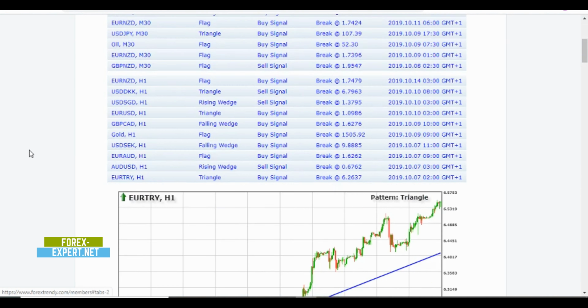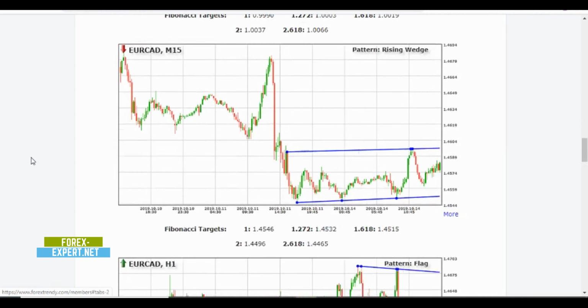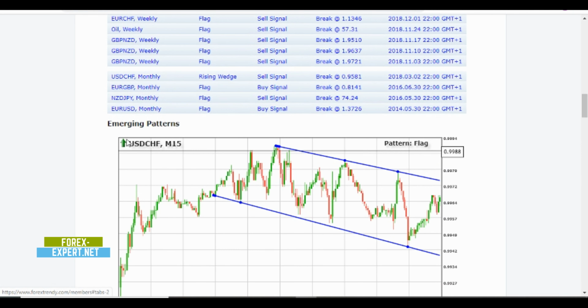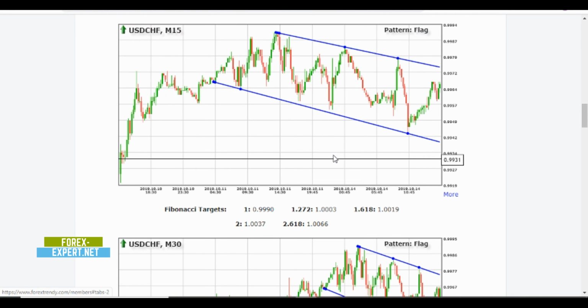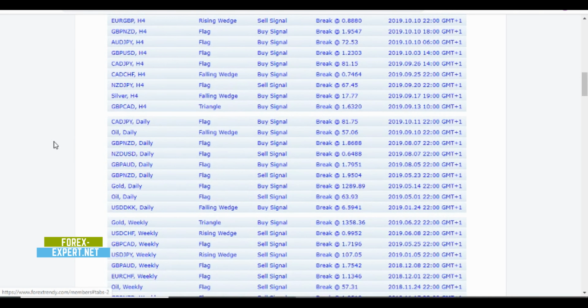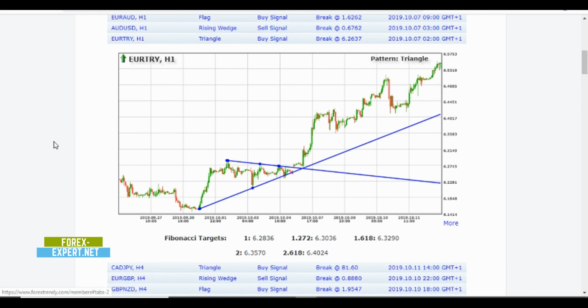If I scroll down the page, you will find emerging patterns. These are the patterns that are forming, and when the price breaks through the trend line, you will receive the alert, because the algorithm is very good and is doing its job.